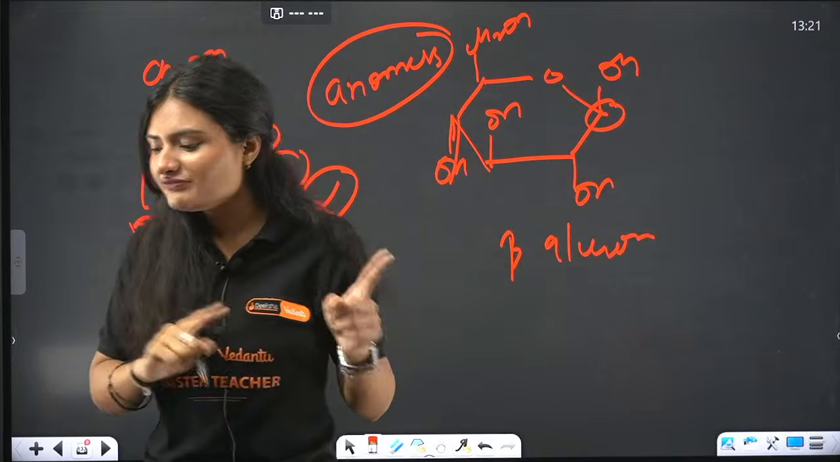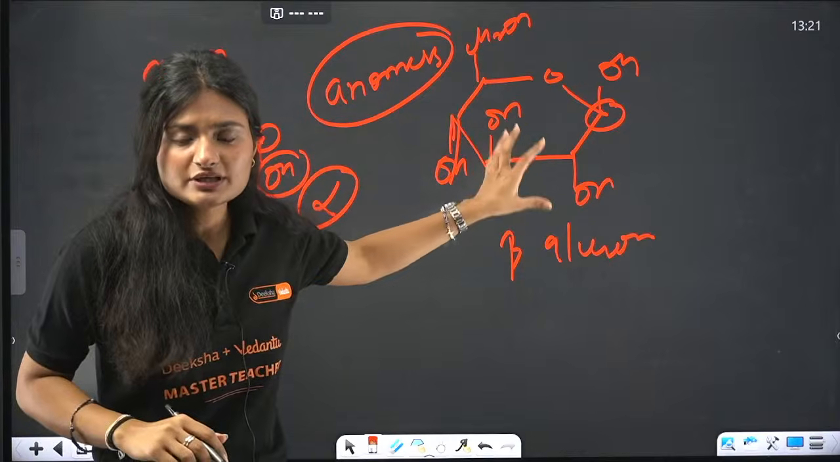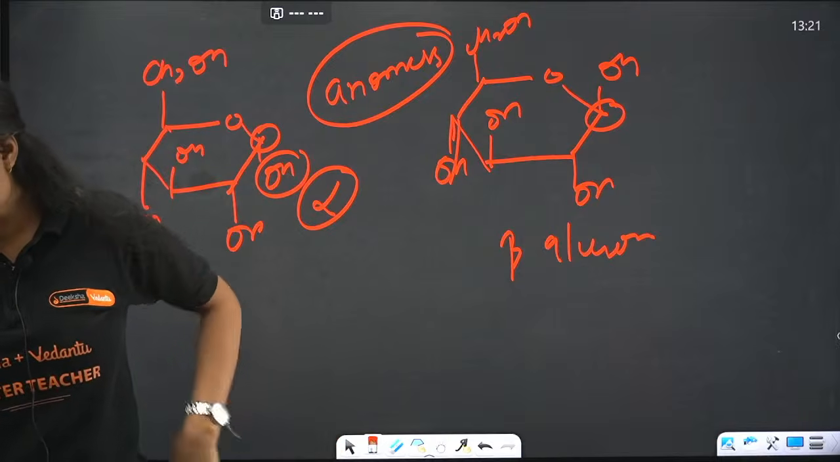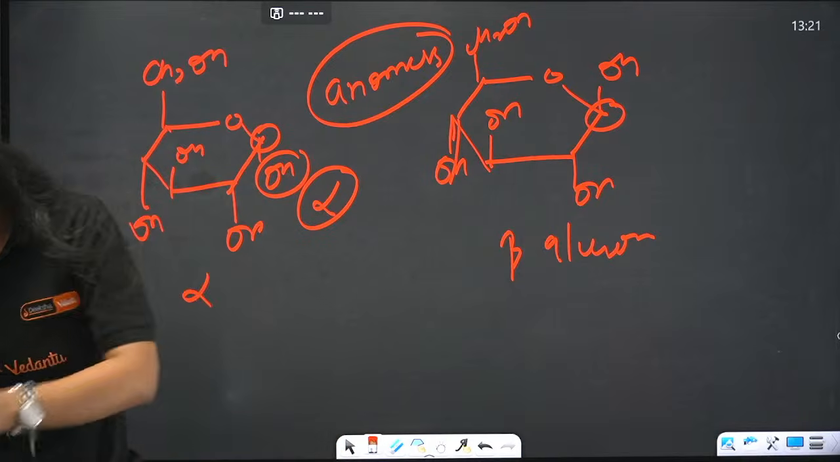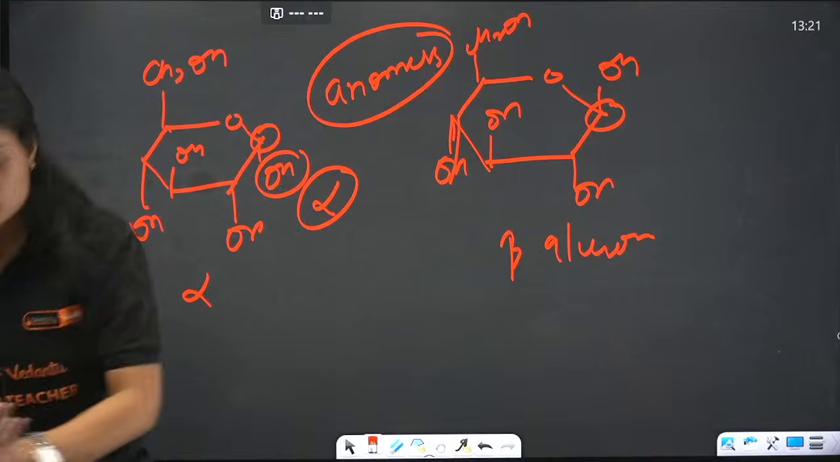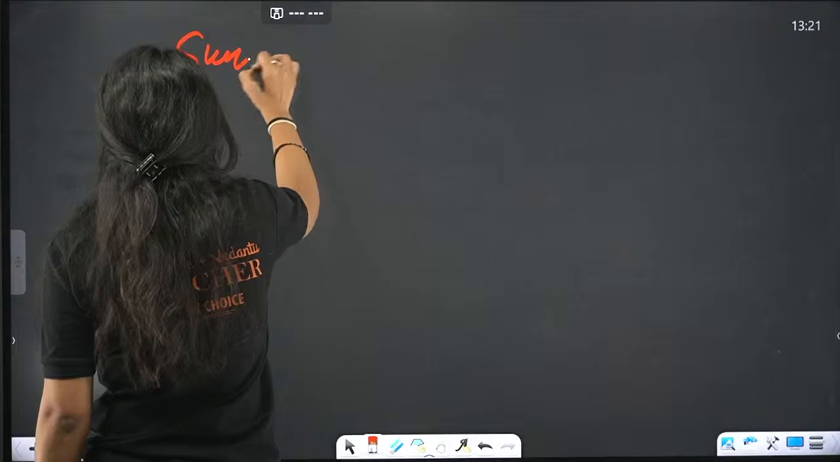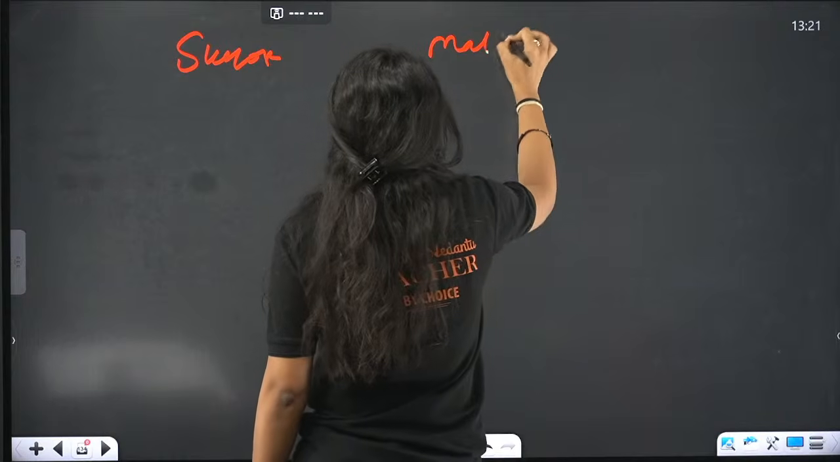Again, alpha and beta glucose: the alpha form has a higher melting point than beta D glucose. One more thing to tell you about: sucrose, maltose and lactose.